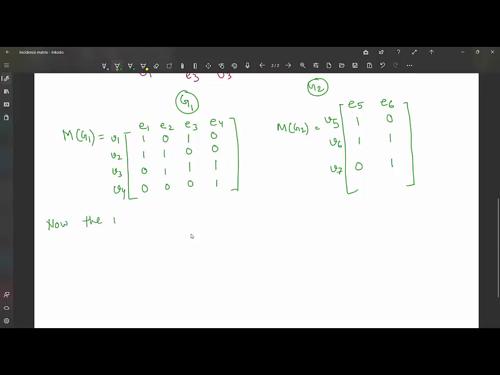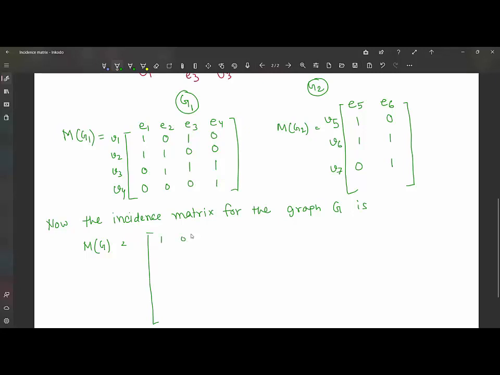Now the incidence matrix for the graph G. The incidence matrix for the graph G is M_G, and this M_G is the matrix created by placing these two matrices diagonally.